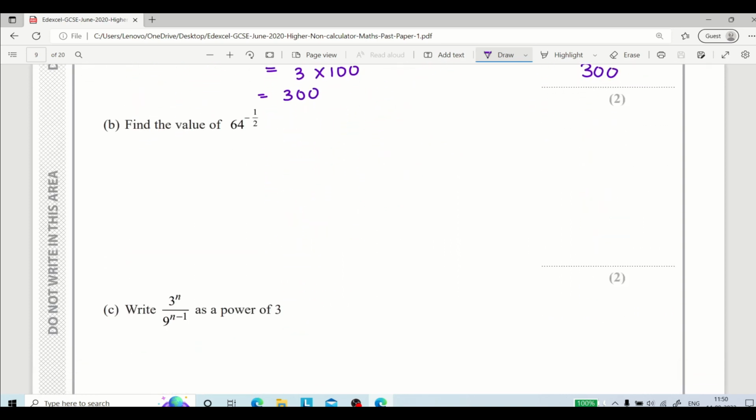Moving on to our next part, B part. Find the value of 64 raised minus half. So we know a raised to minus p is 1 upon a raised to p. Please remember that. So which means this 64 raised minus half is basically 1 upon 64 raised half.